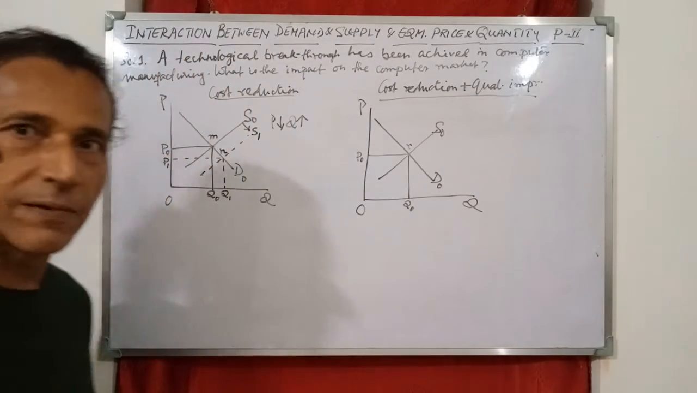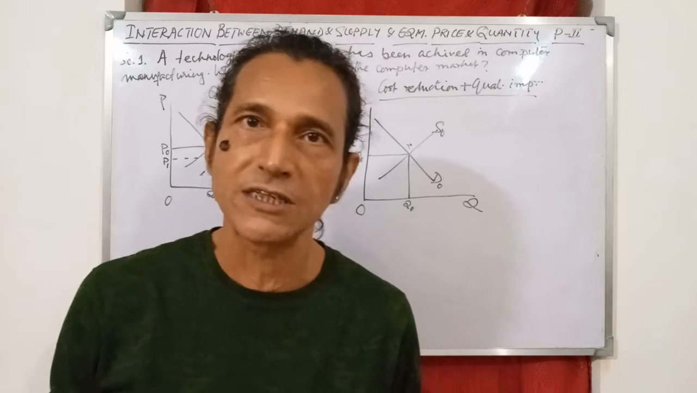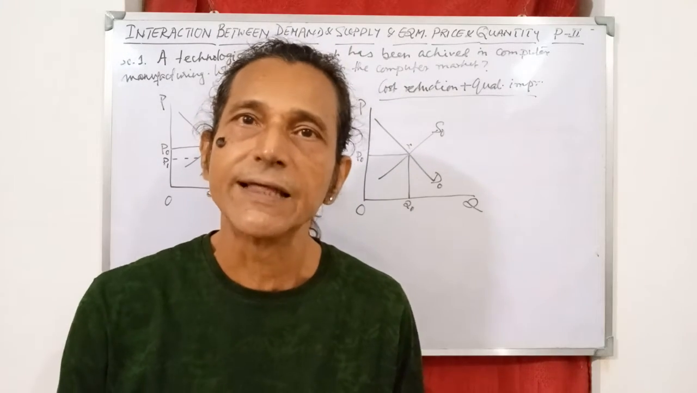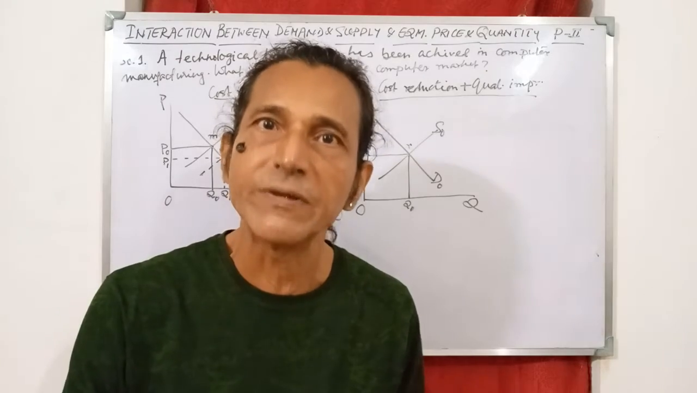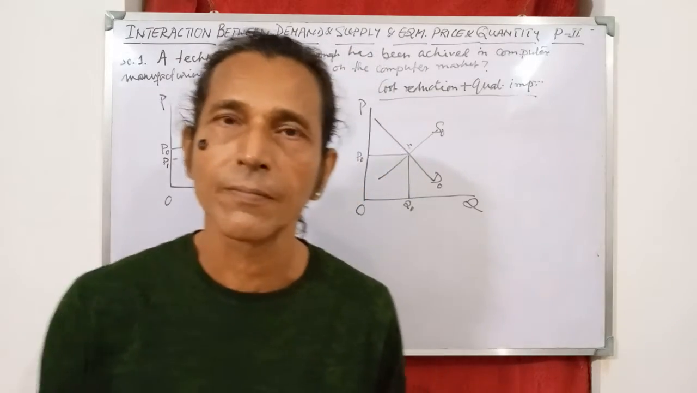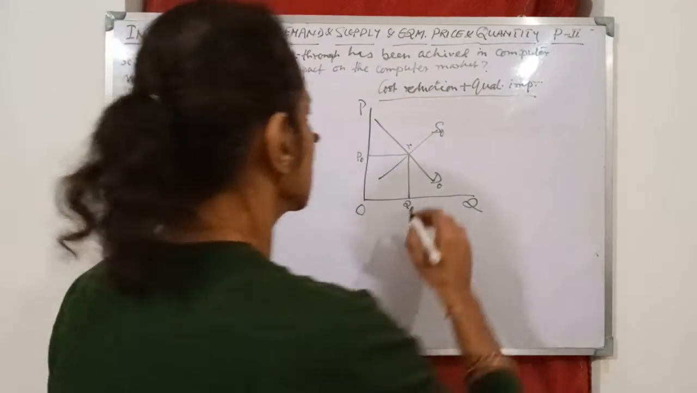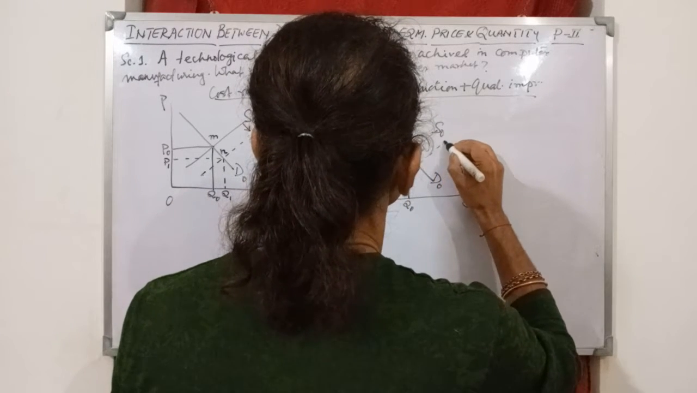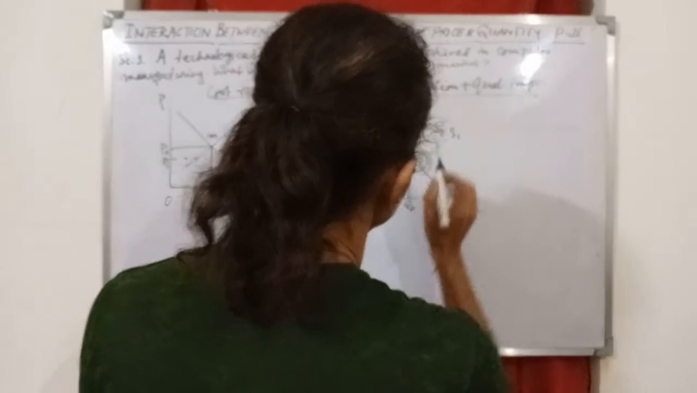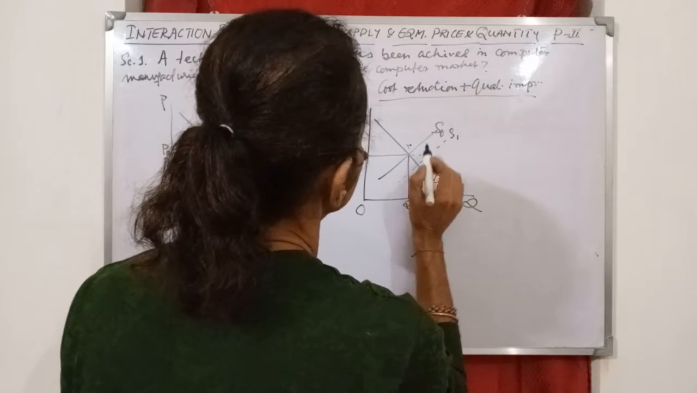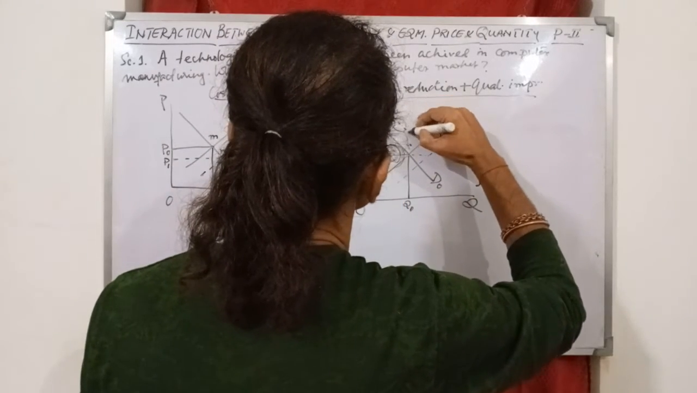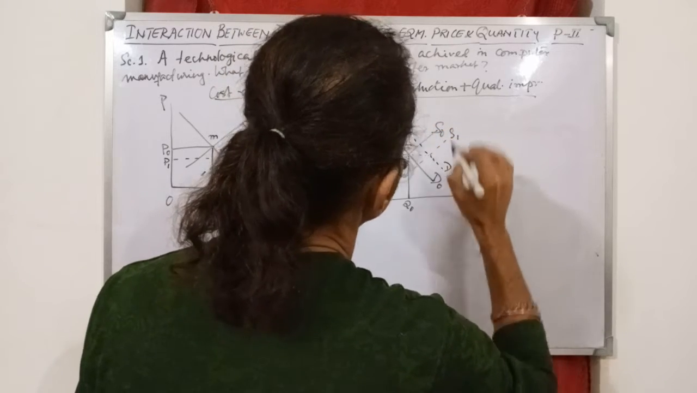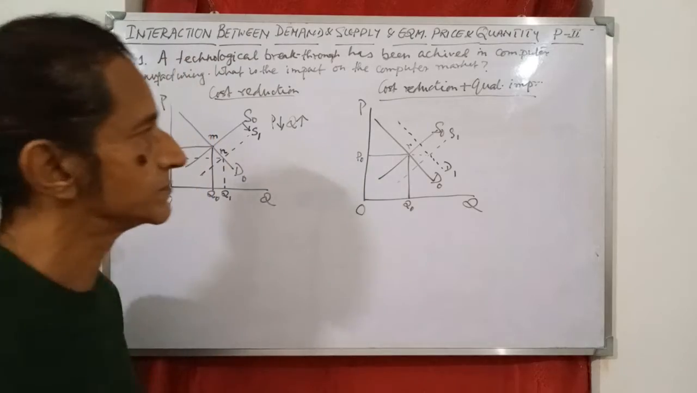Correct? Supply side will be impacted because cost of production has fallen, and demand side will be impacted because there has been qualitative improvement in the product. Let the new supply curve be this one. S1 is the new supply curve. And D sub 1 be the new demand curve.